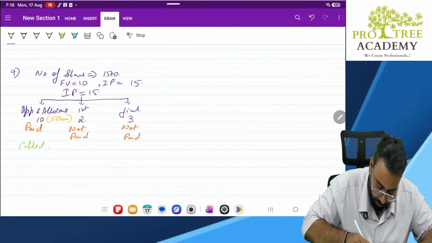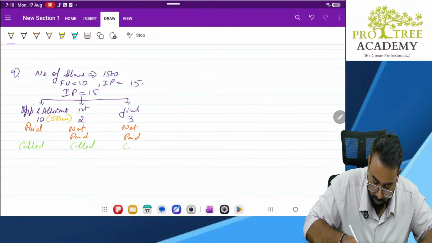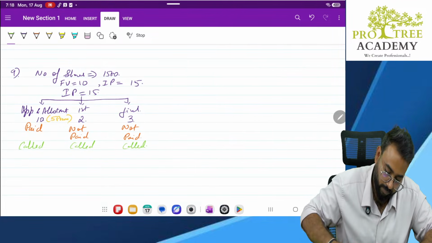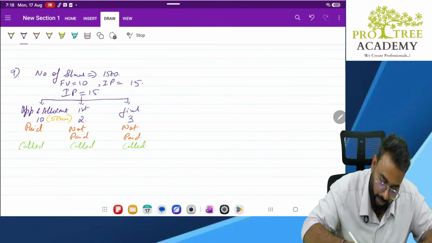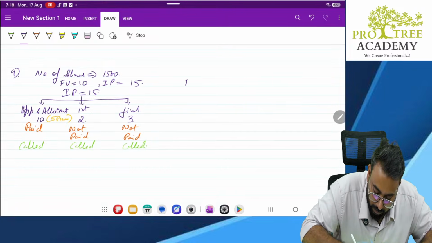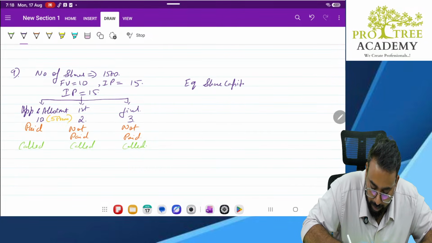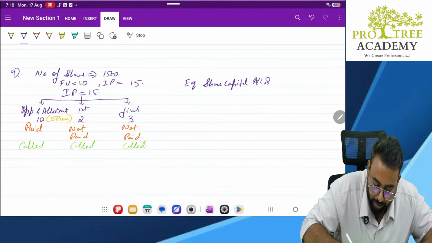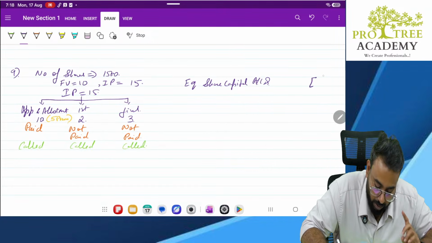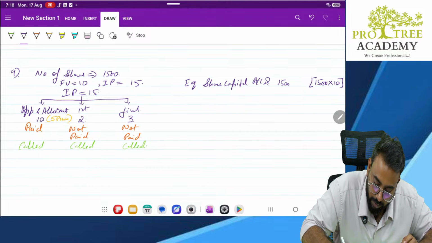Called, called, called. Okay. Journal entry. Equity share capital account debit. How much? Now you have to tell me. How much? Whatever has been called. How much is called? Everything is called. So 1500 into 10. So that is 15,000.